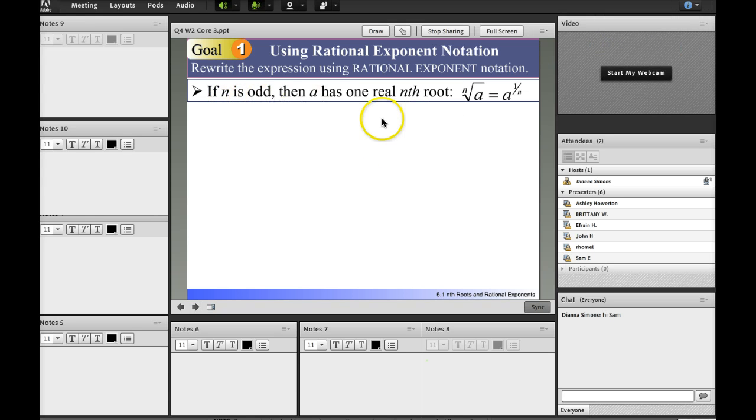If n is odd, so that means that if this number down here is an odd number, meaning 3, 5, 7, you guys know what odd numbers are, then a has one real root, okay? Now, like if it's a 3, 125, that's going to be 125 to the 1/3. Basically here what I want you to notice is if it's raised to the 1/3 power, then you're looking at the cubed root, okay? And then that's just 5. 5 times 5 times 5.